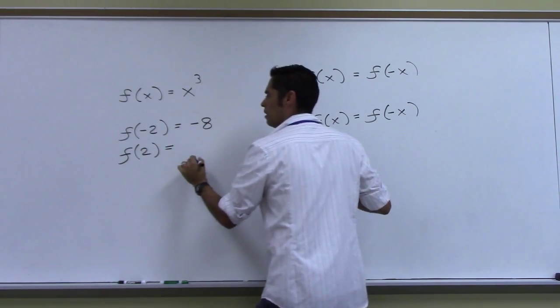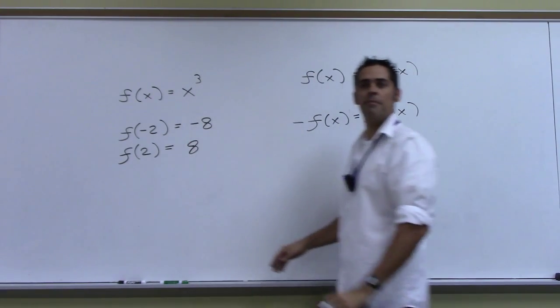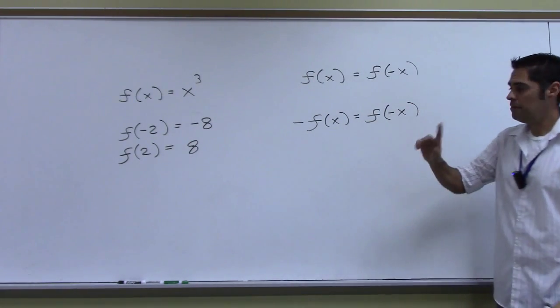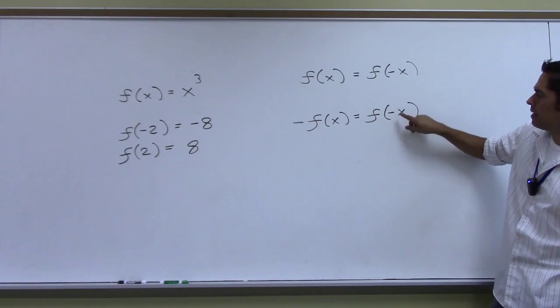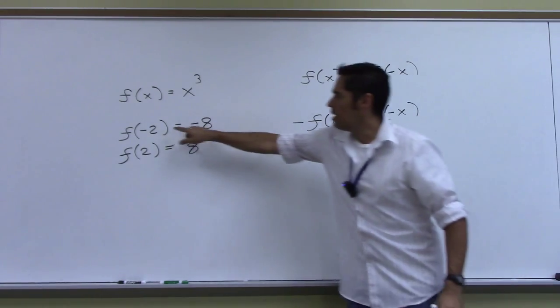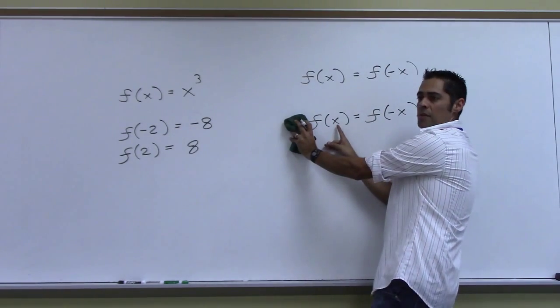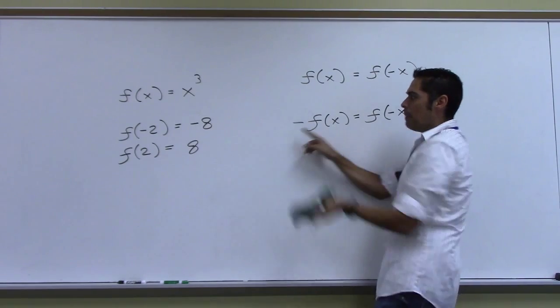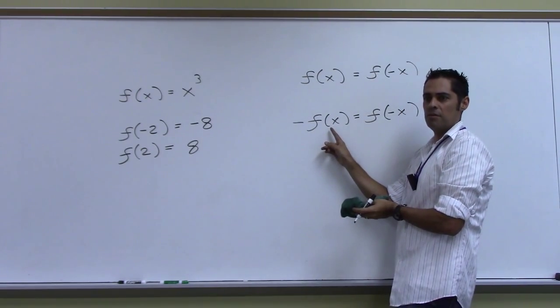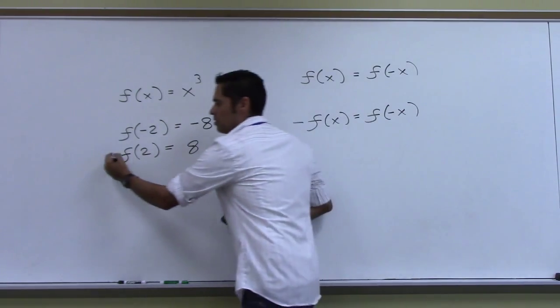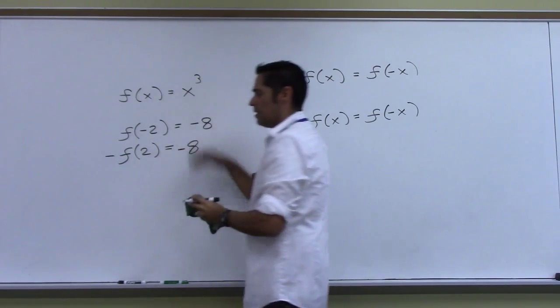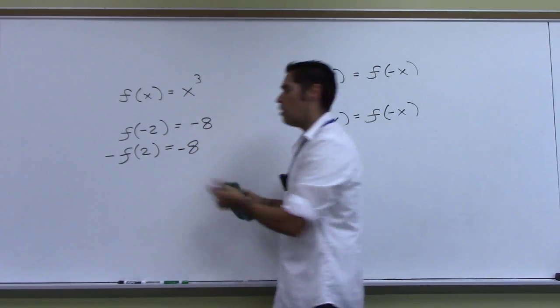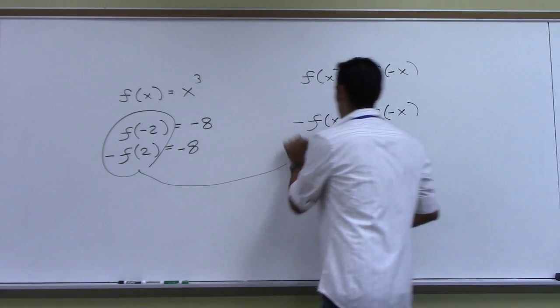What if I plug in +2? What do I get? 8. They aren't the same, right? What I get when I plug in a negative number, -2, is not the same as plugging in 2, is it? It's the opposite of what I get when I plug in 2. So if I were to change this to a negative, this would be negative, and then they would match. I hope you see that. This right here is what this is saying.